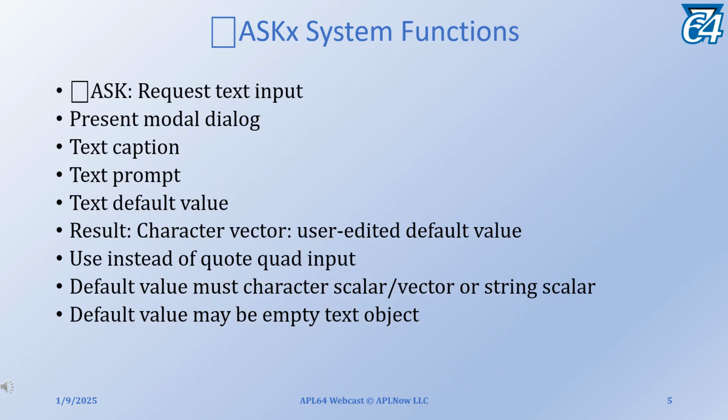The purpose of the QuadAsk system function is to request text input from the APL64 developer version user. The QuadAsk system function will present a modal dialog. The QuadAsk right argument is the default value of the result. The QuadAsk default value may be an empty text object. The QuadAsk result is a character vector containing the user-edited default value. The QuadAsk system function dialog may be closed with the escape key.